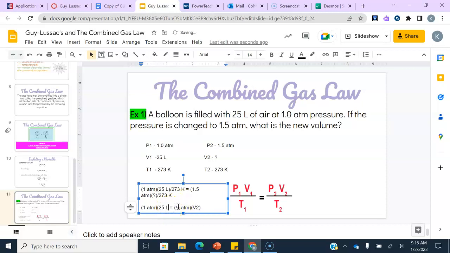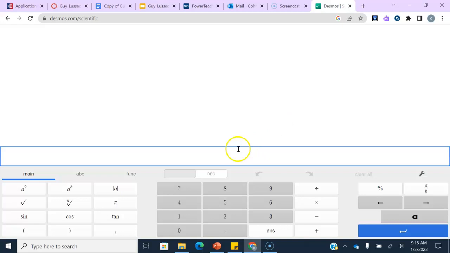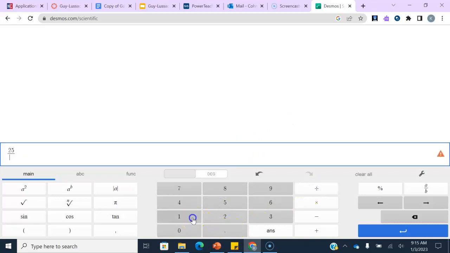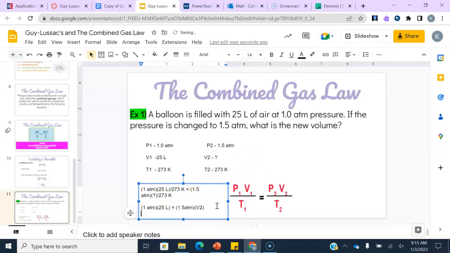Okay, so if we plug this into our calculator, we're going to have to divide by 1.5 on each side to get our V2, and then we will get our volume. So let's go ahead. We'll do 1 times 25, which is just 25, divided by 1.5. So let's go to our calculator. 25 divided by 1.5 is going to be 13.888, so we'll round that to 13.89. Okay, so our answer here, our V2, is 13.89 liters, because our atmospheres eliminate and we are left with liters.